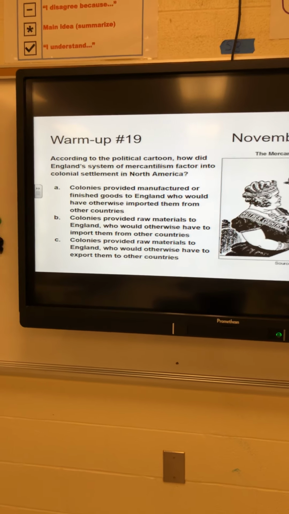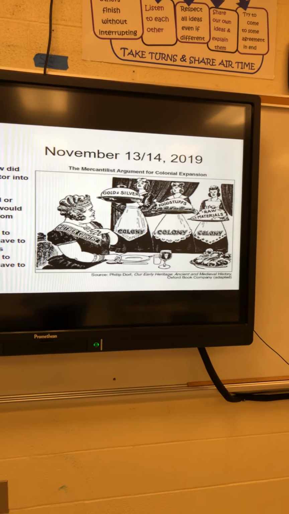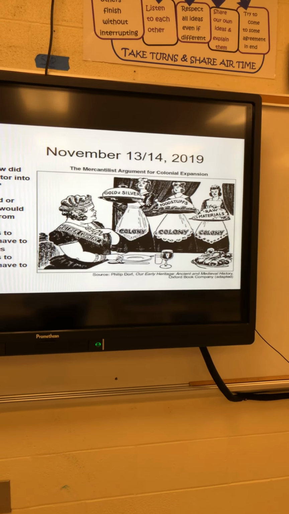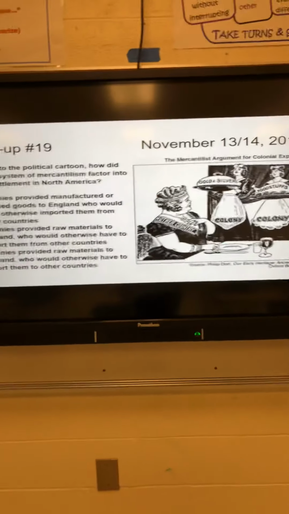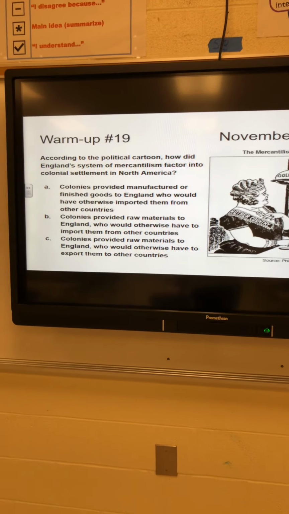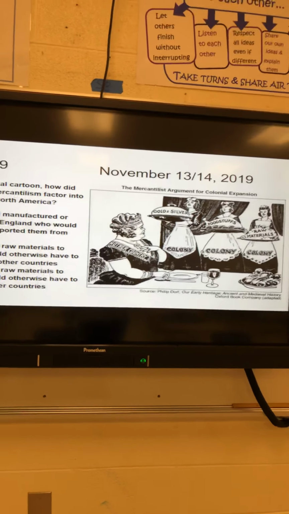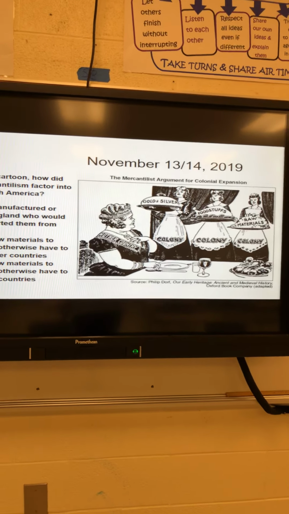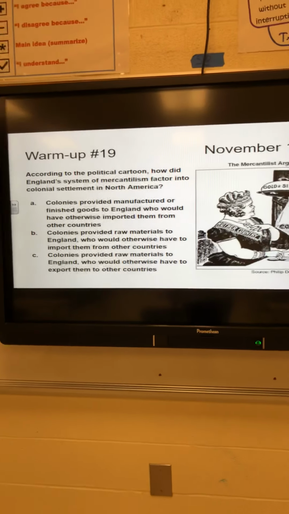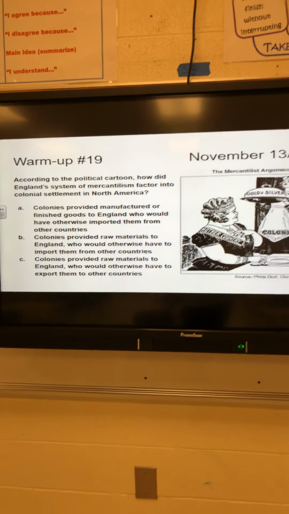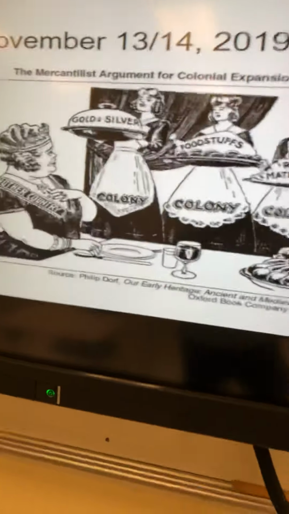Well, we can immediately get rid of A, because as we look, we don't see any finished or manufactured goods. Everything is in its pre-stage. We can also knock out C, because things are not being exported. Rather, she's able to import from those colonies. So our answer choice is B. So that's warm-up number 19.